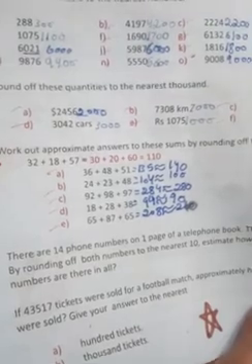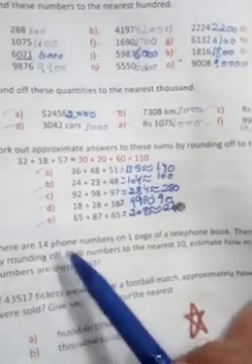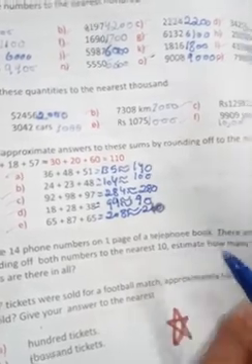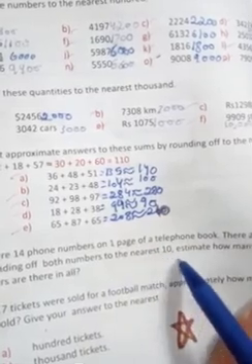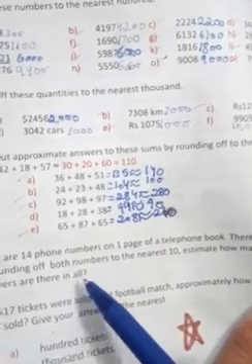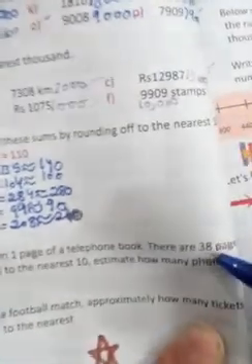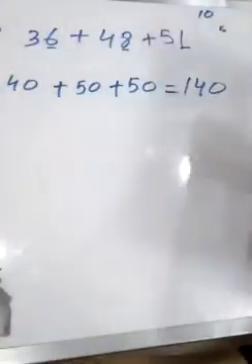Next question is question number 5. There are 14 phone numbers on one page of our telephone book. There are 38 pages. By rounding off both numbers to the nearest 10, estimate how many phone numbers are there in all. Very, very easy. First we have to round off 14 to the nearest 10, and then we have to round off 38 to the nearest 10. So I am going to solve it here.